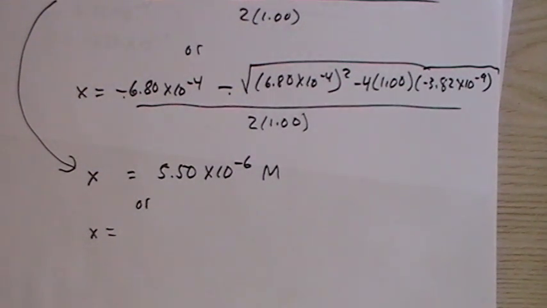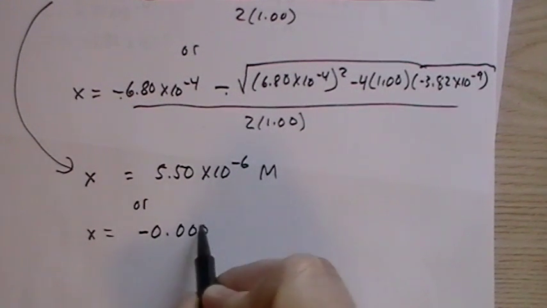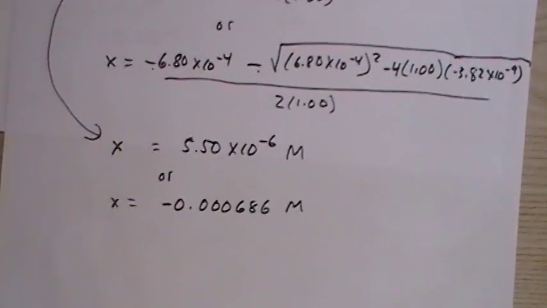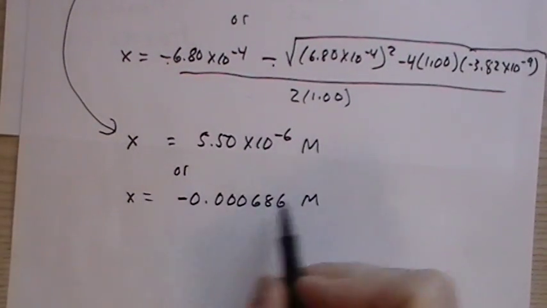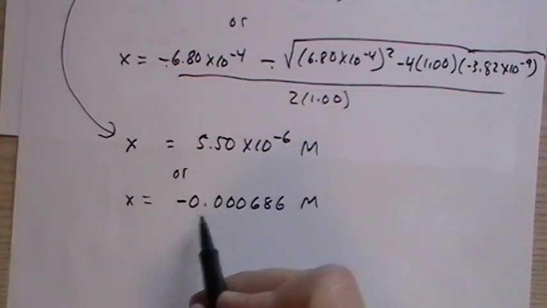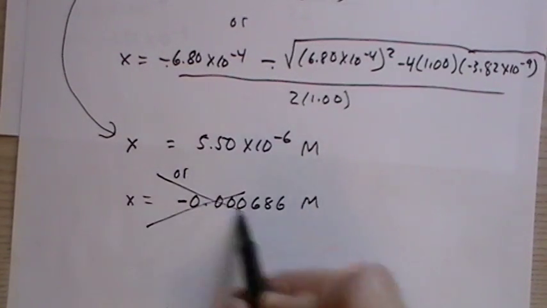this one I didn't do out on a piece of paper, I did it on the computer. So this comes up to minus 0.000686 molar. Okay, so these are our two possibilities. Now, what always happens is one is physically possible, one is not. In this case, this one is obviously the one that's physically impossible because we can't have a negative concentration.